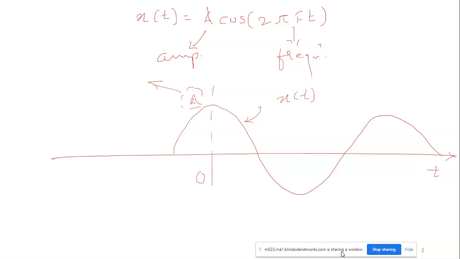Now what we are going to do is sample this. We are going to take an impulse signal, that is delta(t). It will have a value of 1 for t = 0, and it will be 0 elsewhere.